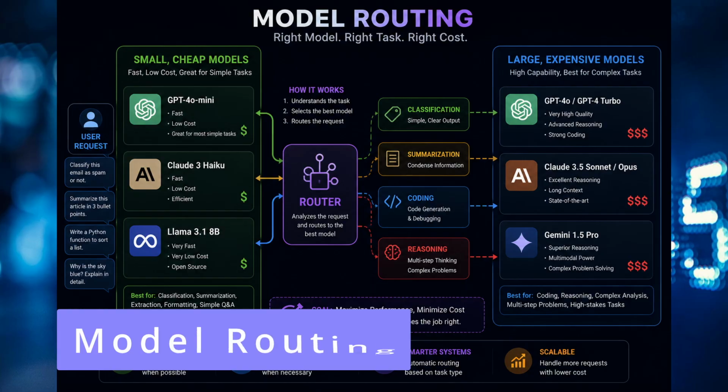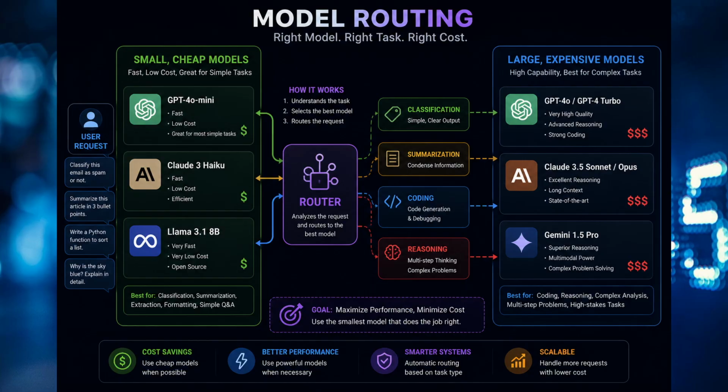The second technique is model routing. This is where your system intelligently decides which model should handle each request, because not every task needs GPT-4 or Claude Opus. For example, simple classification tasks use lightweight models, formatting JSON uses small, fast models, and for basic summarization, cheap models are usually enough. But for advanced reasoning, coding, and agent workflows, that's where premium models shine. A routing layer analyzes the incoming request and sends it to the most cost-effective model.